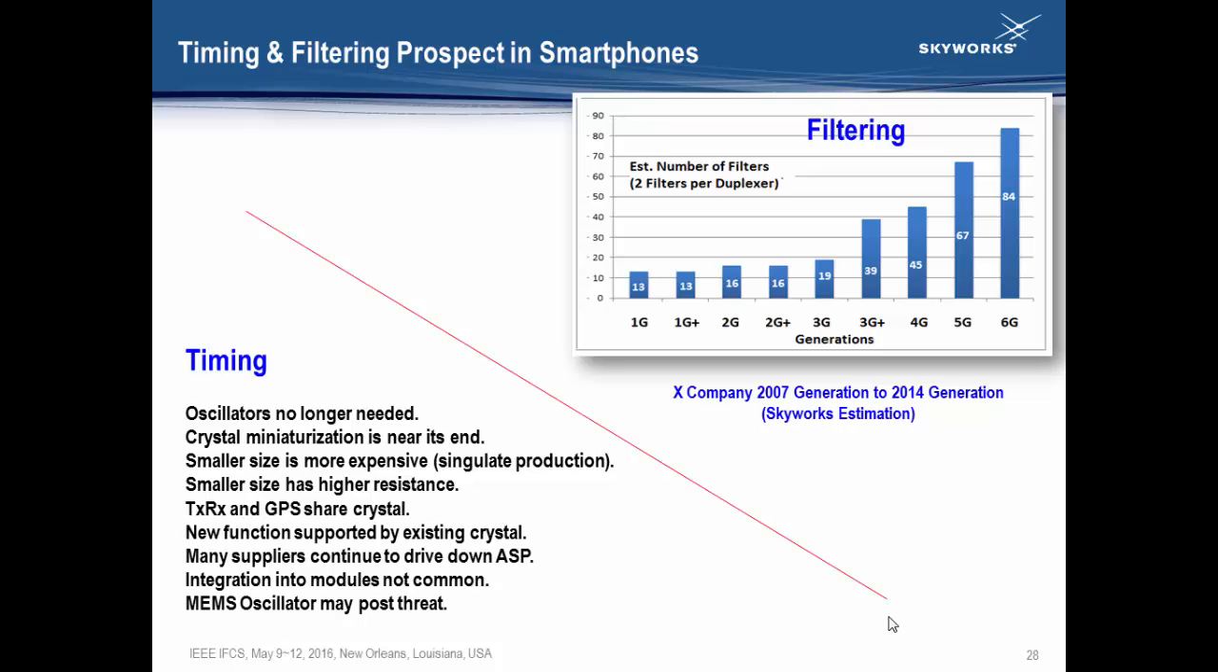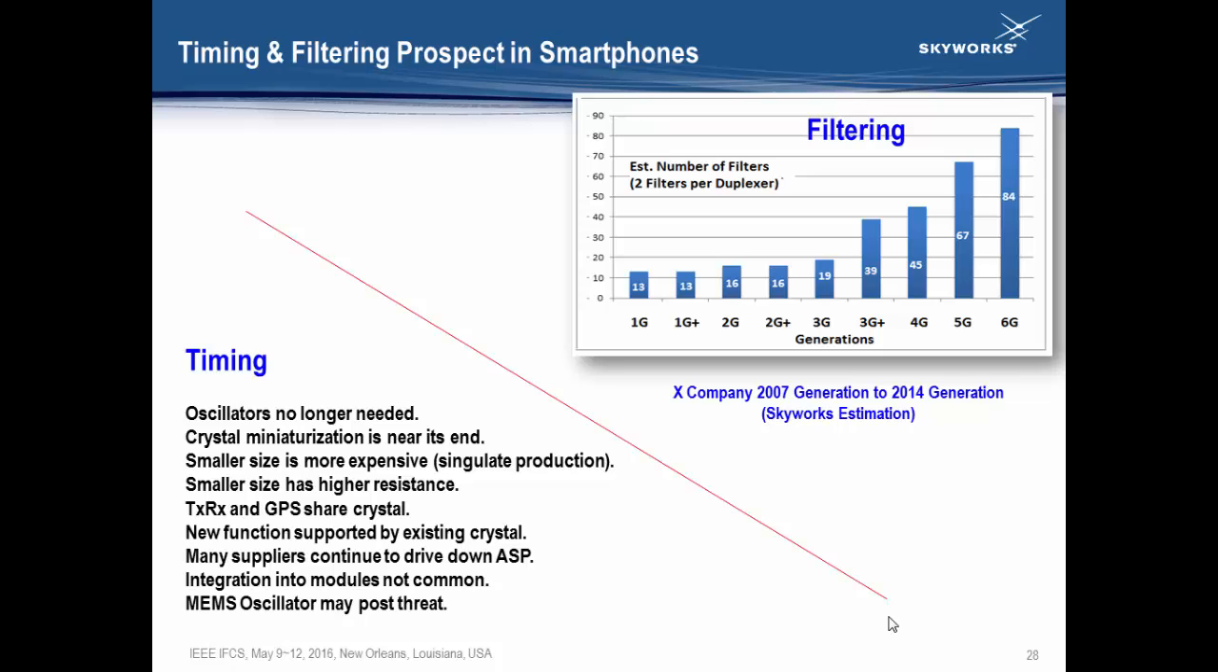Crystal miniaturization is near its end. It's very difficult to get crystals of small size because you have to package a crystal. Small size is more expensive, and small size has high resistance. And you can see that transceivers and GPS share crystals. New functions in smartphones seem to be supported by existing crystals, so people are not adding new crystals inside. And many suppliers continue to drive down the ASP. Integration into modules is not common, not like the SAW filters, which you can see are now integrated into modules. Of course, MEMS oscillators may pose a threat also.